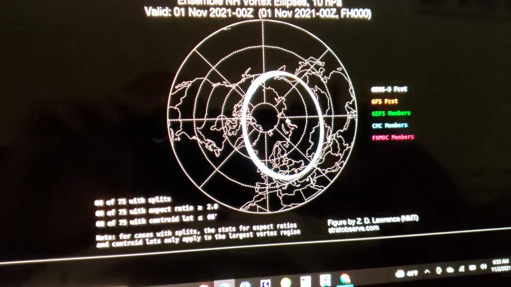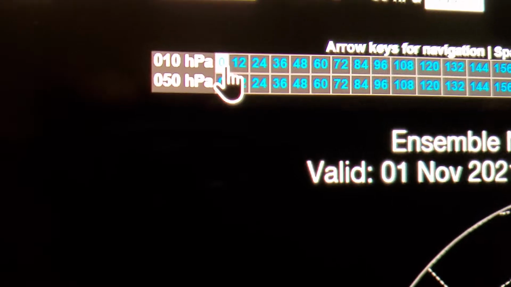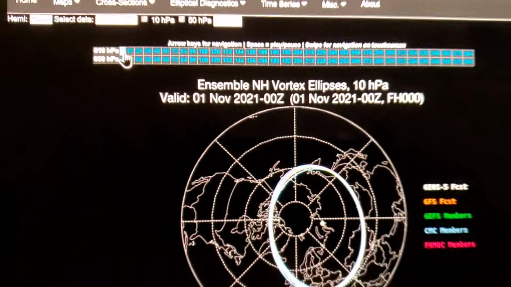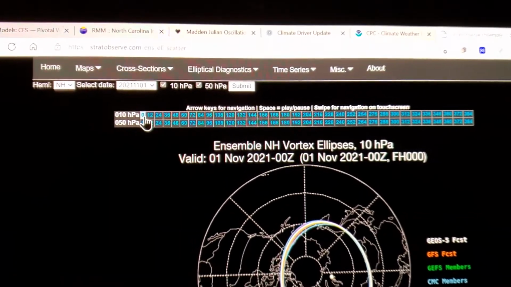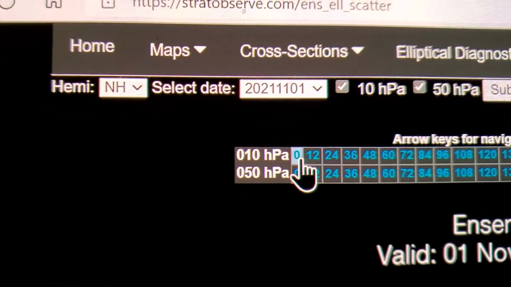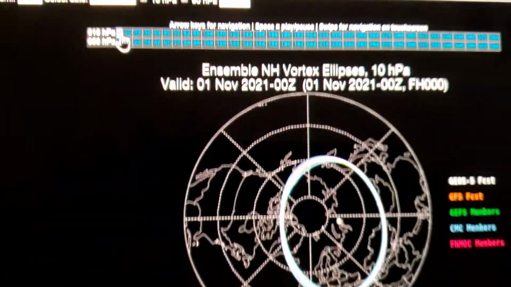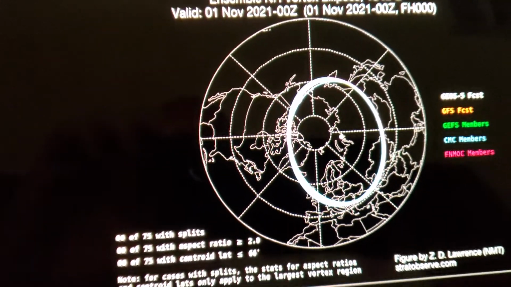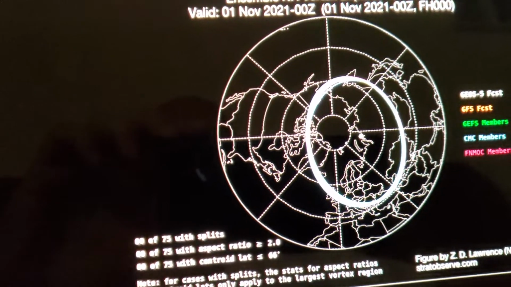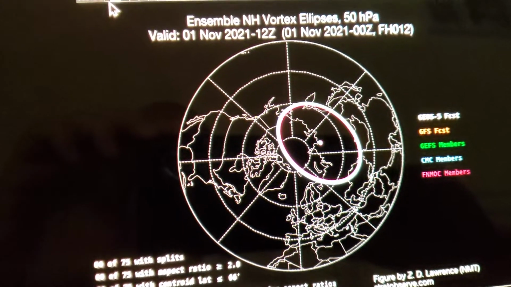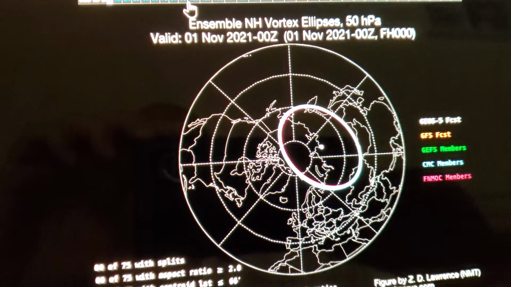So this is the 0, this is the 10 and 50 HPA. For Strat Observe, the scatter plot, spaghetti type. This is where we currently are at 10 and 50.